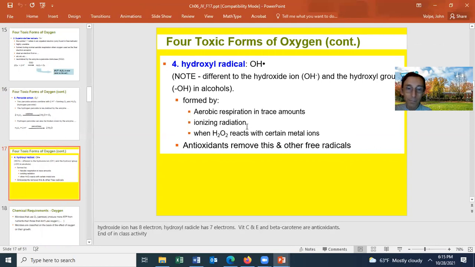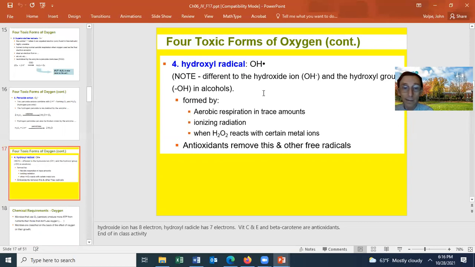They are formed by ionizing radiation, or when hydrogen peroxide reacts with certain metal ions. And radicals are bad because they bump into other molecules and then damage them. So a free radical, I'm sure you heard that term, you don't want to consume foods that have free radicals in them because they will do damage in your cells once they get inside your cell.